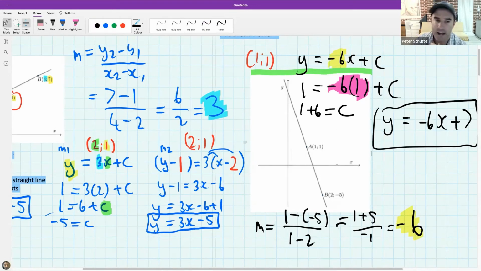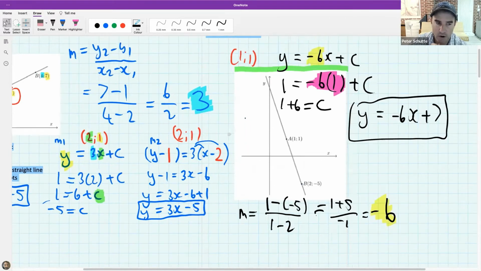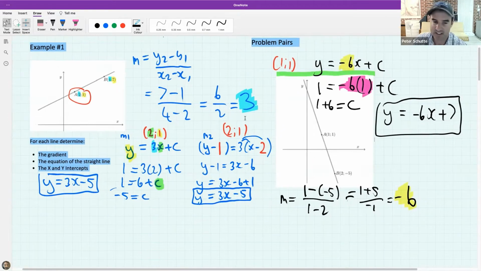Okay. Now, what I want to do is I want students to help me find for both of these questions the x and y intercepts. Okay. So first of all, I want you to check, did you get minus 6x plus 7 as your straight line in the second question? And in the first question, did you get 3x minus 5? Assuming you got those, to find the y-intercept, what do we need to do?